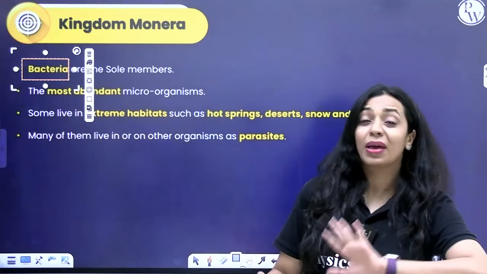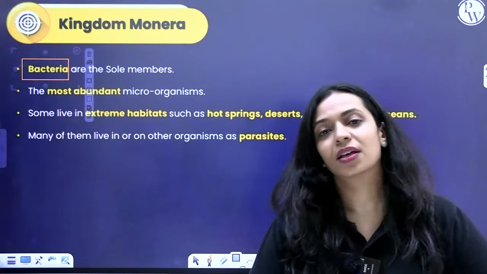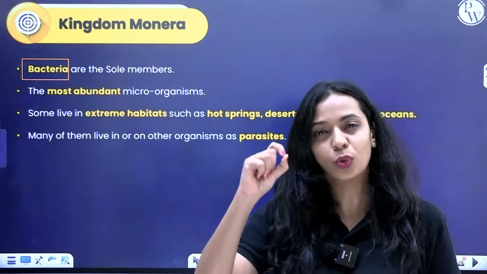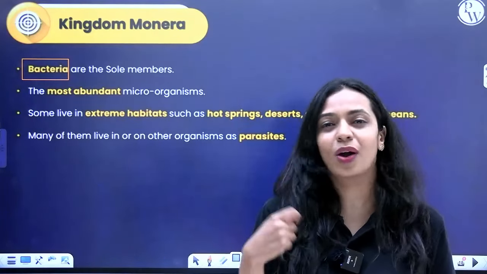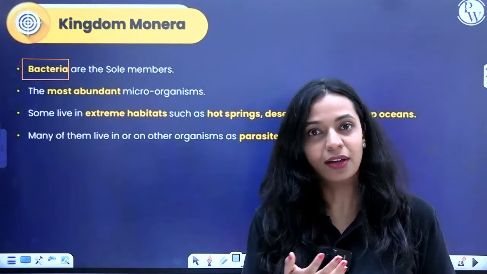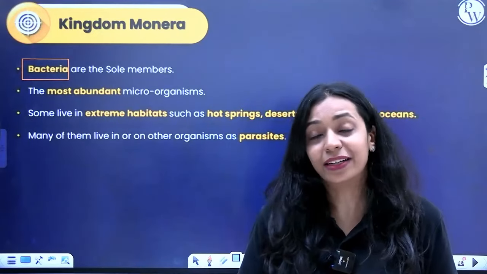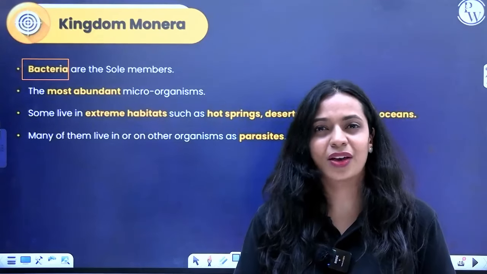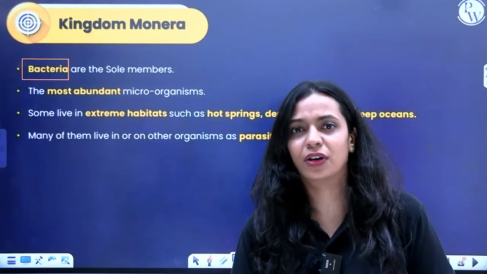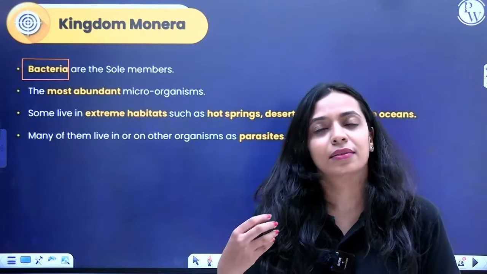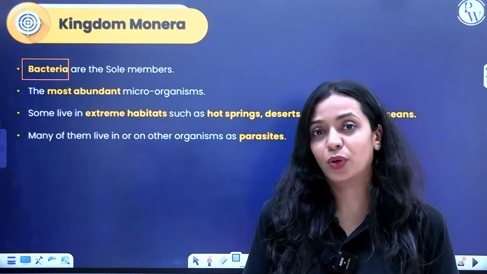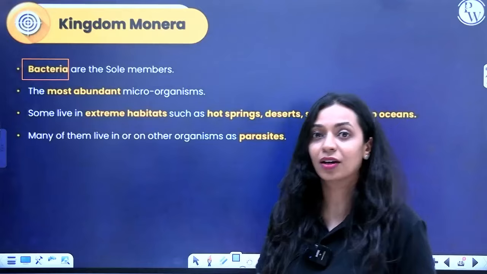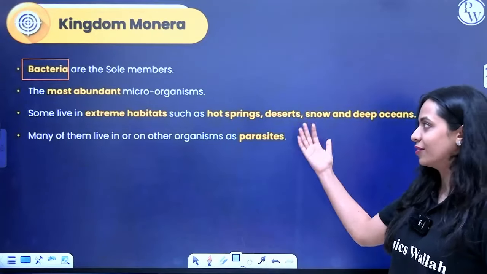There are many different kinds of microorganisms. Microorganisms are those organisms which you cannot see with your naked eye. They are too tiny to be visible, so you have to look at them under the microscope, right? There are many different types of microbes: bacteria, protozoans, viruses, and many others. Of all the microorganisms, bacteria are the most abundant, which means that in number they are very high.